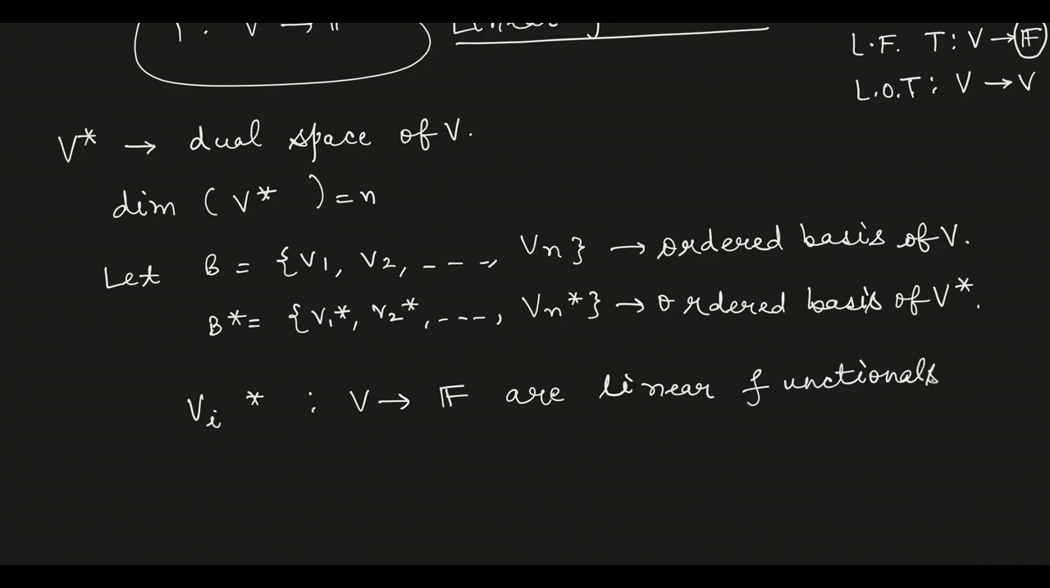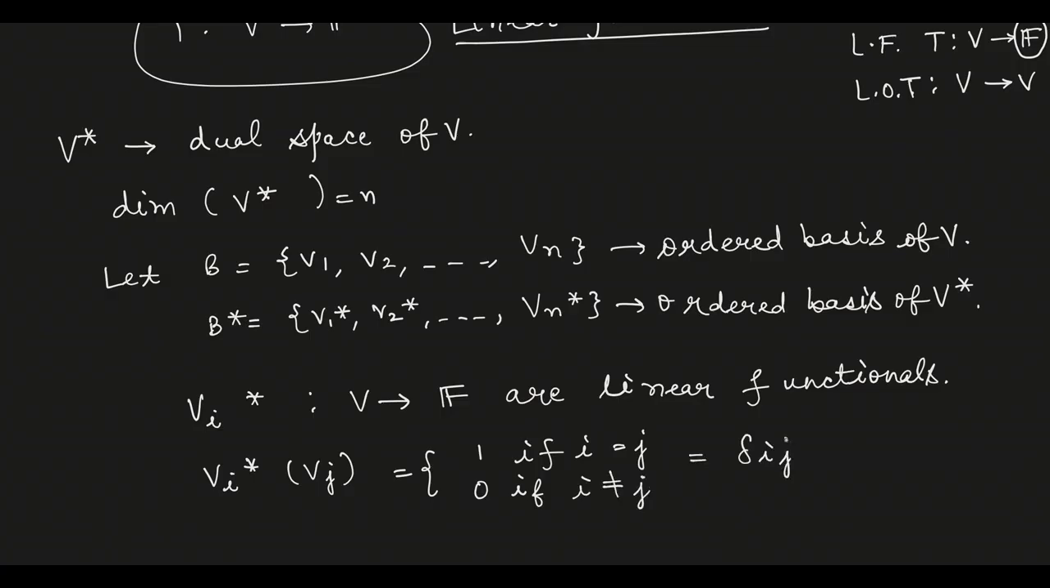Do you know what is Kronecker delta? That is one if i equals j, sorry, the one, then otherwise 0. If Vi star Vj is there, then it will be 1 if i is equal to j, and 0 if i is not equal to j. This is Kronecker delta.